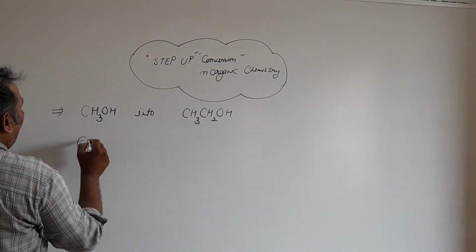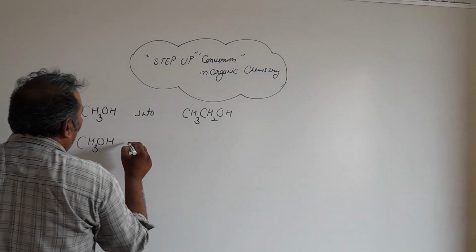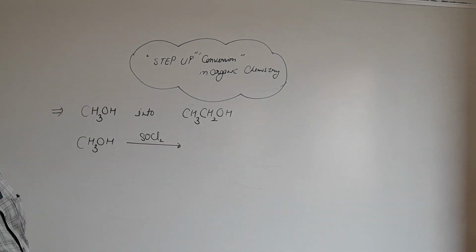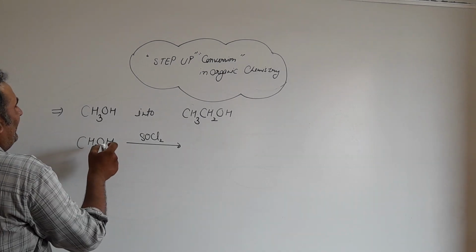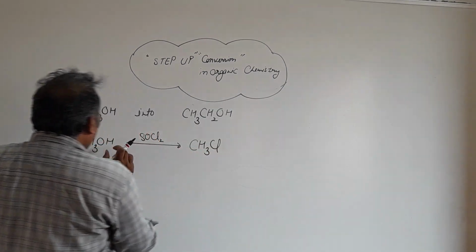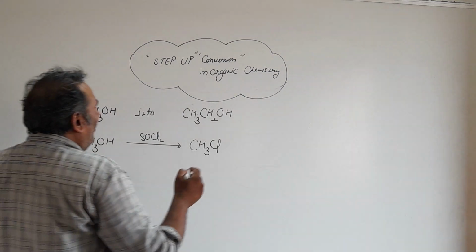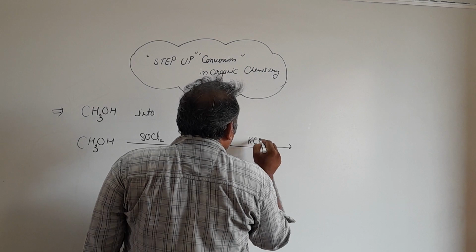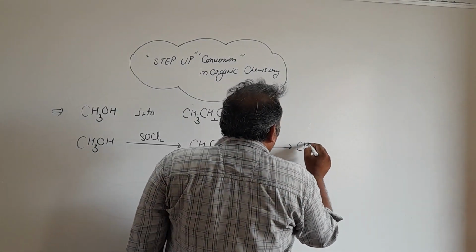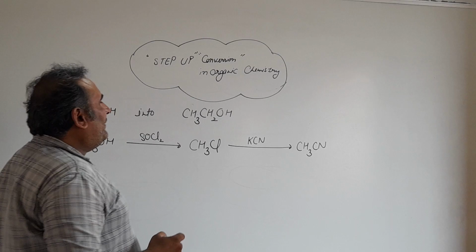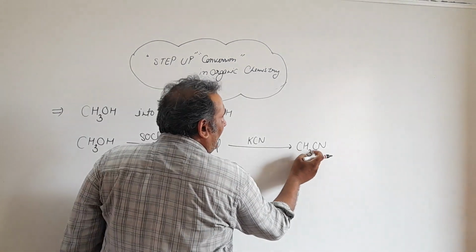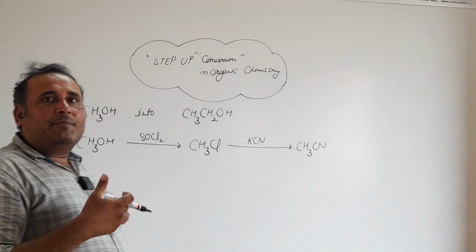First of all, CH3OH, methanol, should be converted into alkyl halide. We can use SOCl2, PCl5, PCl3, any chlorinating agent. This chlorinating agent will convert the alcohol into alkyl halide, CH3Cl, means the OH group is replaced by the Cl group. Now we can use potassium cyanide to convert the alkyl halide into alkyl cyanide, CH3CN. Now you can observe that the number of carbons has increased. Here is one carbon, but here there are two carbons.